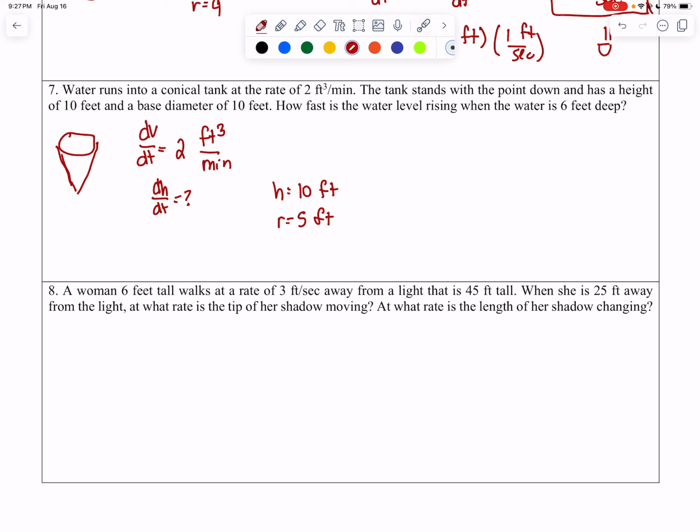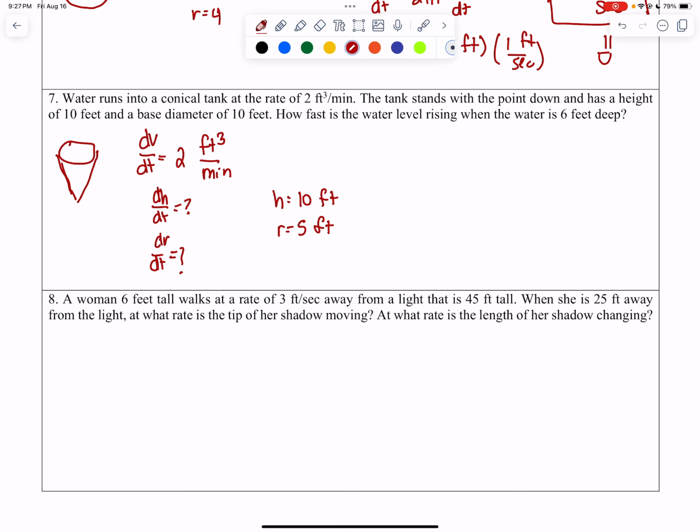Now, they gave us 10 and they gave us 5. But we want when the water is 6 feet deep. So we want H actually being 6. Now, they kind of gave us the information here because we aren't given anything about dH/dt, which is what we're trying to find. But more importantly, we don't know anything about dR/dt.